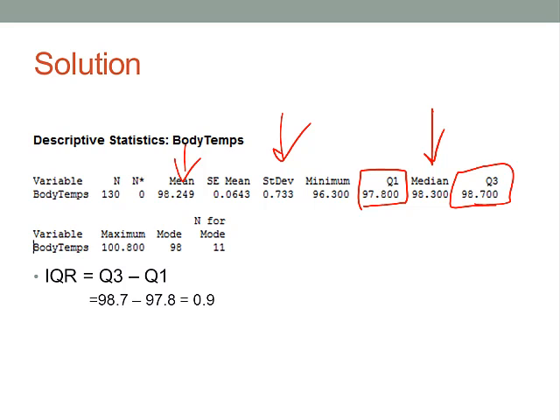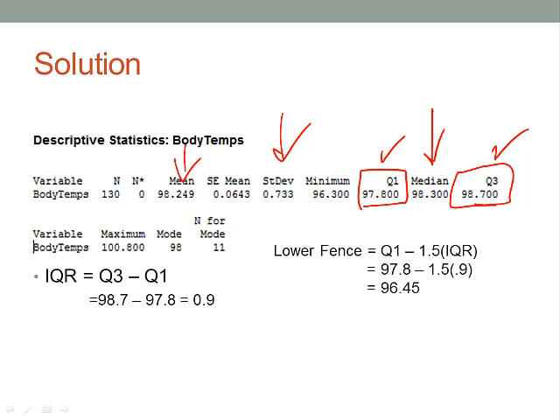So we first have to compute the interquartile range. The interquartile range here is 98.7, which is Q3, minus Q1, which is 97.8, and we get 0.9. Now we need to determine our fences. The lower fence is Q1 minus 1.5 times IQR. Just crunch that out. So here's our lower fence, 96.45.